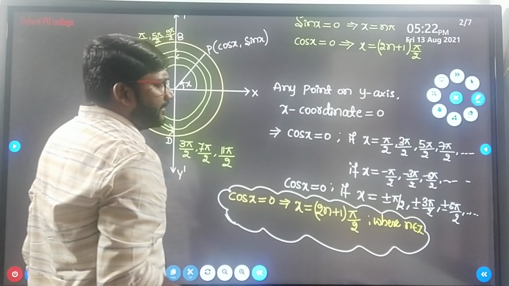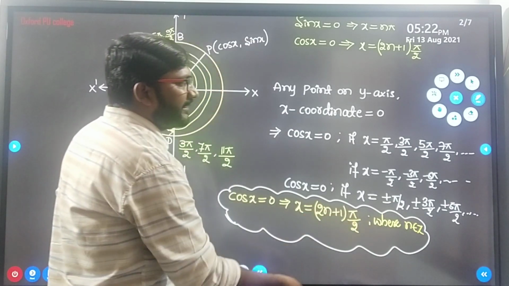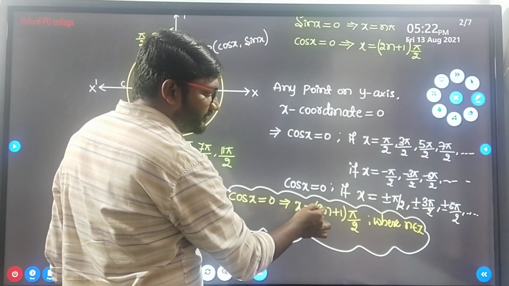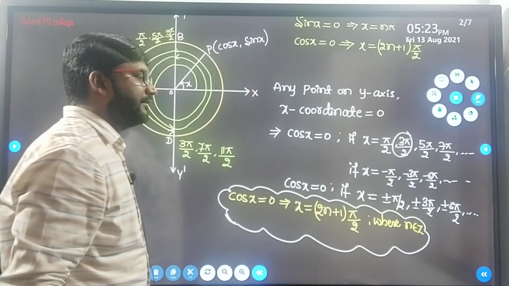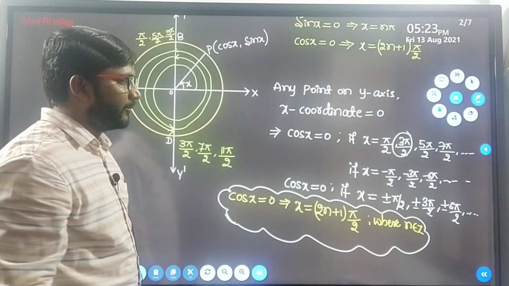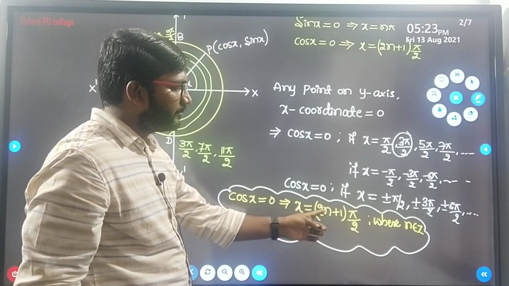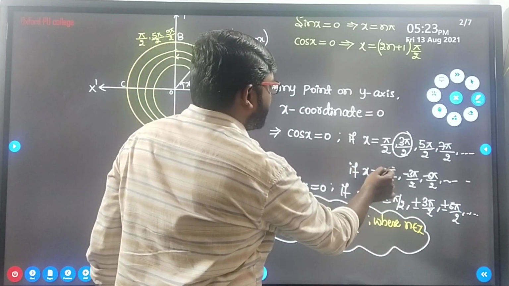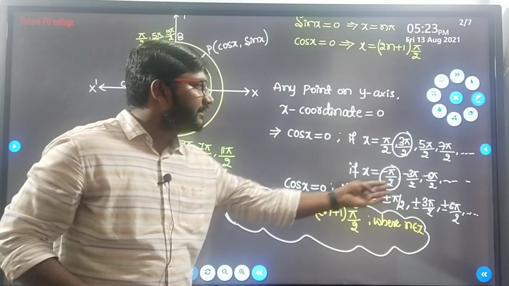So cross verify, take n as 0. If you take n as 0, this will be eliminated, we get pi by 2, you get this angle. Now take n as 1. So 2 into 1 it is 2, 2 plus 1 it will be 3, we get 3 pi by 2. Then take n as 2, you get 5 pi by 2, n as 3, you get 7 pi by 2. And if you take n as minus 1, so what we get now, minus 2 plus 1 it will be minus 1, minus 1 into pi by 2 it is minus pi by 2. So for n equal to minus 1 you get this. Now take n equal to minus 2, you get this case.